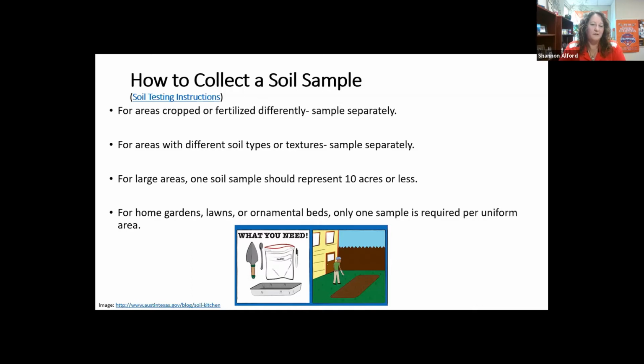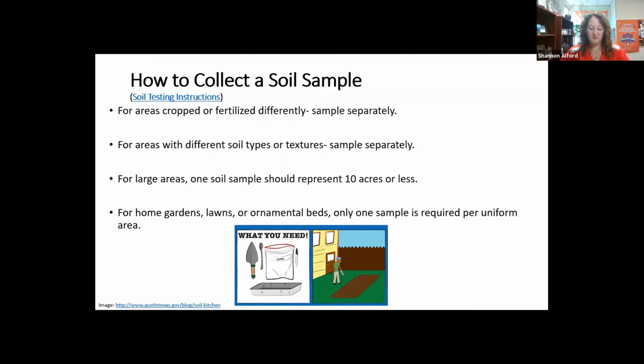If you have areas that are cropped or fertilized differently that you plan to treat differently, then you should do separate samples for those, because you're going to need to know how to treat them separately. If you have different soil types or textures, you probably want to do separate samples for those. For large areas, we say that 1 soil sample can represent up to 10 acres. That seems like a lot, but you're also going to want to do some subsampling, which I'll talk about in a second. For home gardens, lawns, and ornamental beds, 1 sample is usually enough for a uniform area.